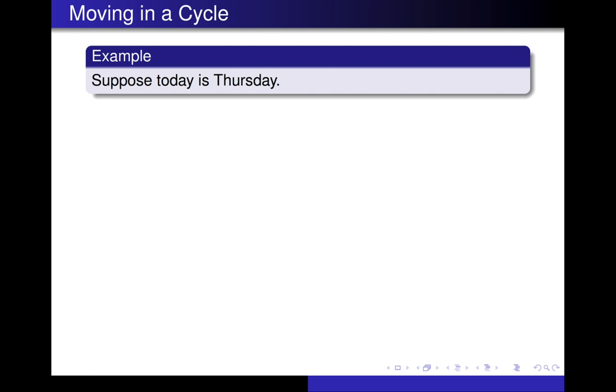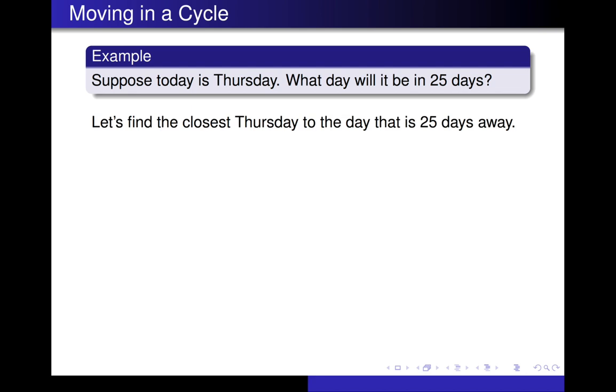So let's suppose that today is Thursday, and the question is, what day is it going to be in 25 days? Now, we could just count out 25 days and see what day we end up on, but we're going to try to find some more clever ways of handling that. The first thing I want to do is find the closest Thursday to the day that is 25 days away. There is more than one Thursday between now and 25 days away, and I want to find the closest one so I don't have to do any complicated arithmetic.